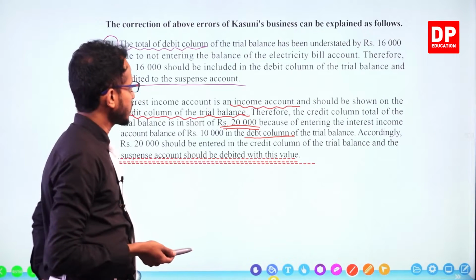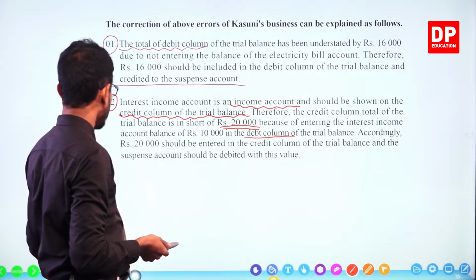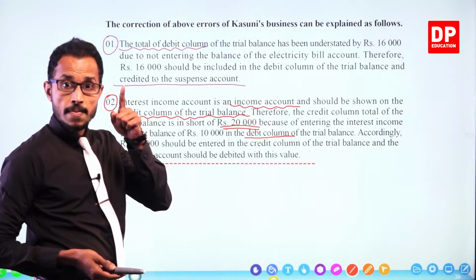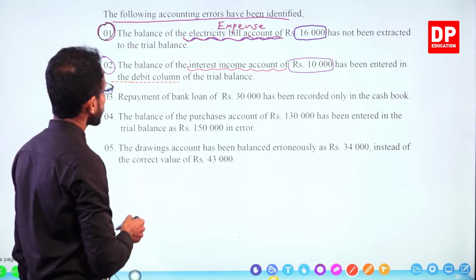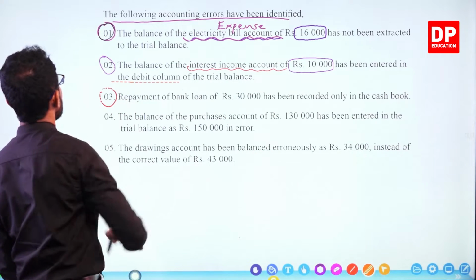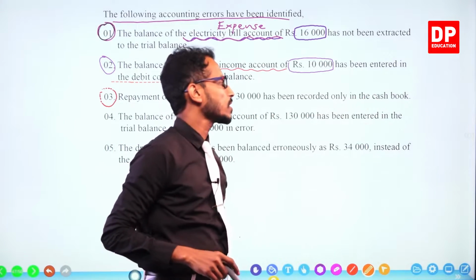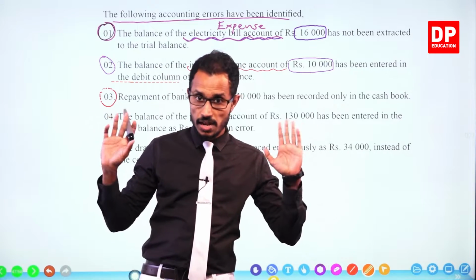Yep, that's it. Second error. Okay. Now, children, third one. Repayment of bank loan. Repayment of bank loan 30,000 has been recorded only in the cash book. Now, that is an error in the ledger, not in the trial balance.